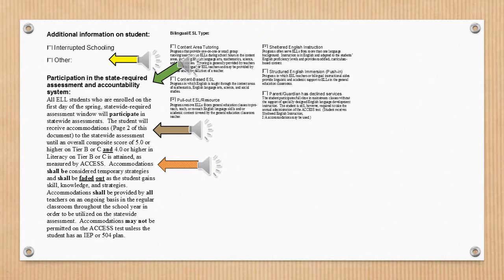The brown arrow points to the section that talks about how a student can exit being identified as ELL. Tier B or Tier C tests are the only way for them to exit. Also, kindergartners cannot exit this test.